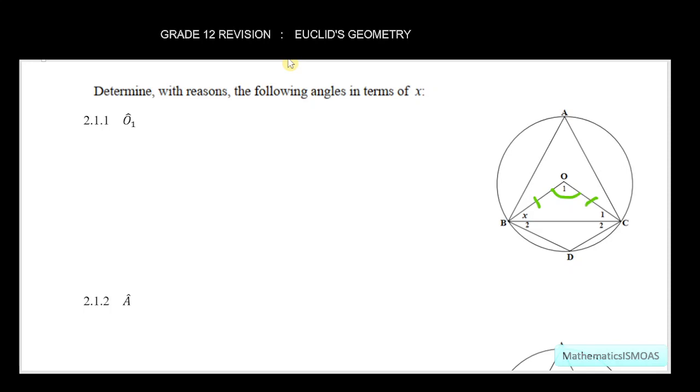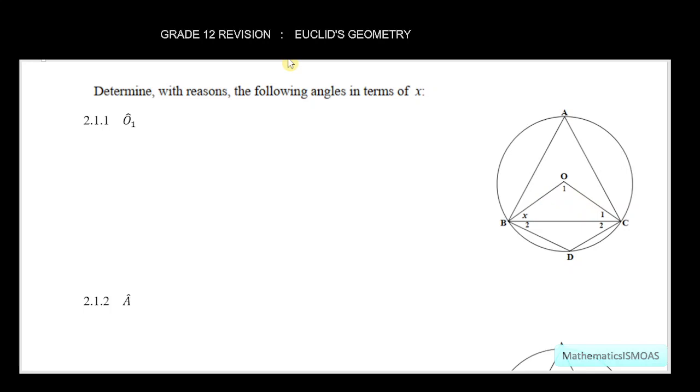Therefore, triangle OBC is an isosceles triangle. So angle C1 will also be equal to X, because angle C1 is equal to angle OBC, and the reason for that is that these are angles opposite equal sides of a triangle. Therefore, it will be easy for us to find the size of angle O1 using sum of angles in a triangle. So now that we have seen how we can calculate the size of angle O1, we can actually do so.